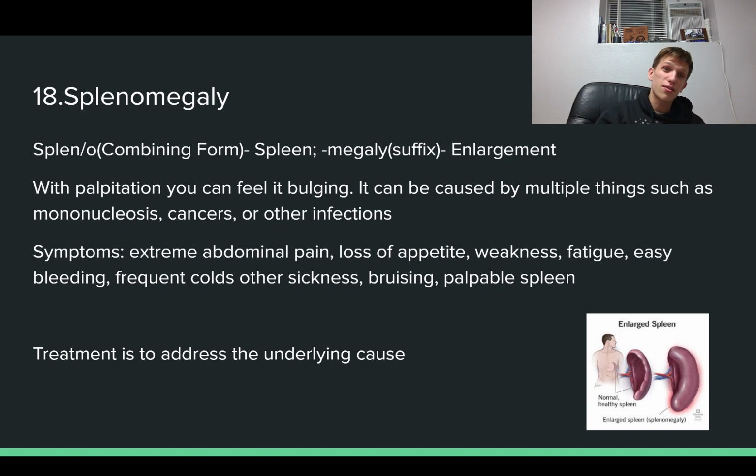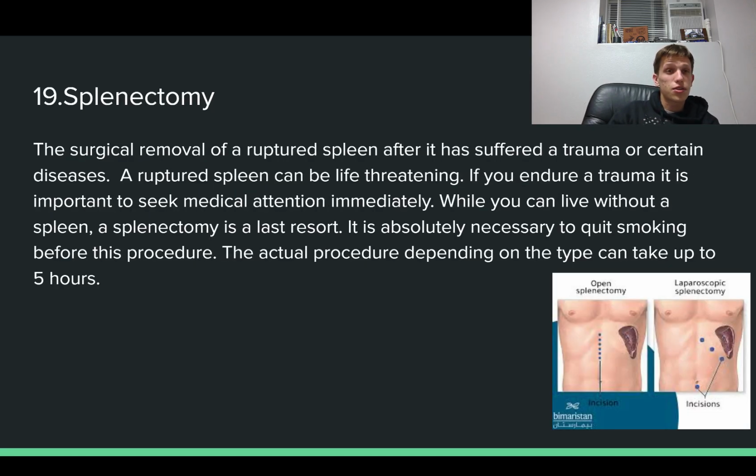And this will translate into the next slide. Yeah, here you go. Splenectomy. This is a surgical removal of a ruptured spleen after it's suffered trauma or certain diseases. This can be cancer too, for why it gets removed. A ruptured spleen is life-threatening, so immediately seek medical attention if you think you may have one. You can live without a spleen, but you still really don't want to get a splenectomy because it does affect your life, and it is a severe surgery.